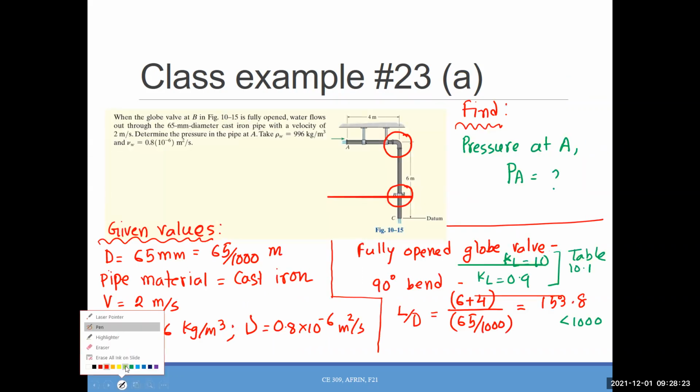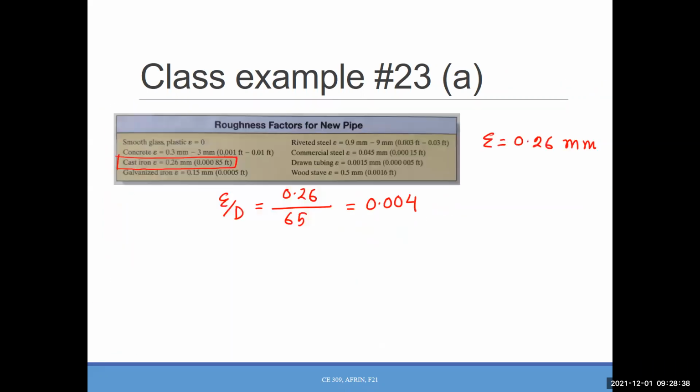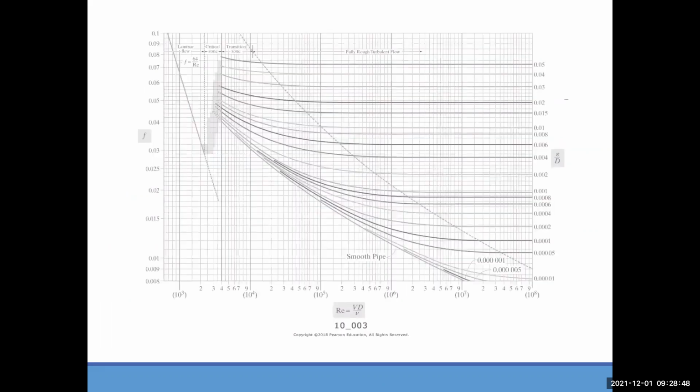Cast iron. Epsilon is 0.26 millimeter. I don't need to write down epsilon over D. If you have space, you can write that down, but if you don't have space, that is fine. Now we have epsilon over D and the Reynolds number. Our next task is to find the friction factor F. For this part, we'll spend as much time as we need, but we need to make sure that we get that. So all of you have this one.